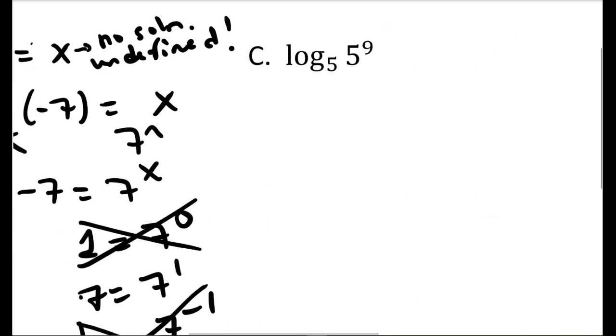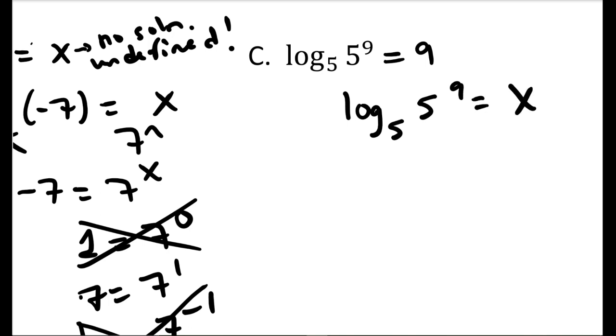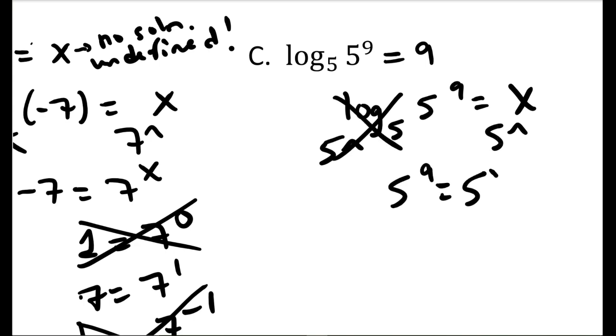All right, last one, log base 5 of 5 to the 9. Remember the property here that they cancel out, giving you 9? So we know that the answer is 9 right away, but let's go ahead and show our work here. We set this equal to x. We're going to raise 5 to both sides to get rid of this. You have 5 to the 9 equals 5 to the x, so x has to equal 9.